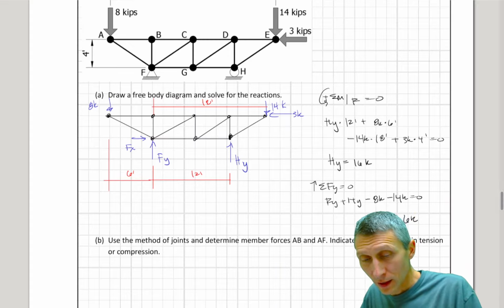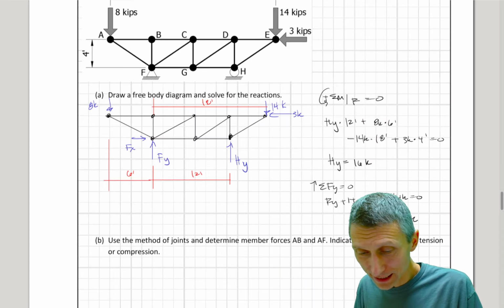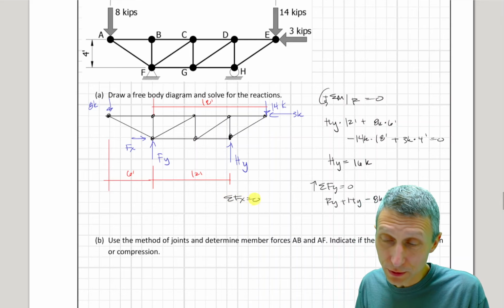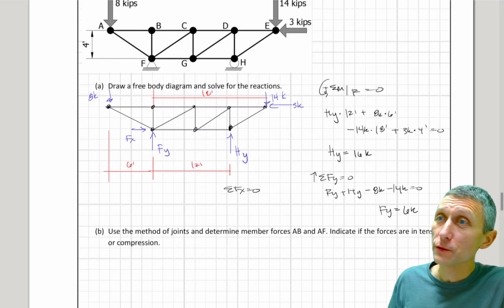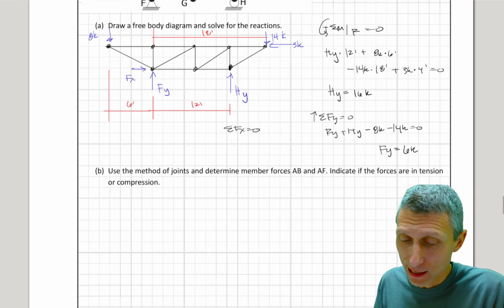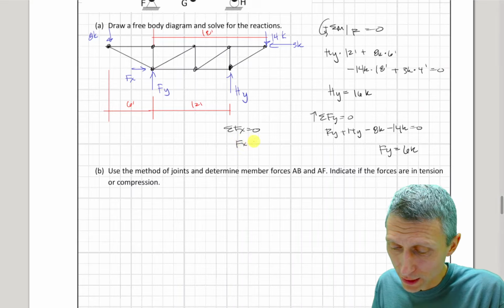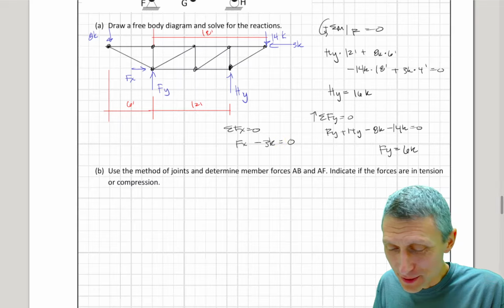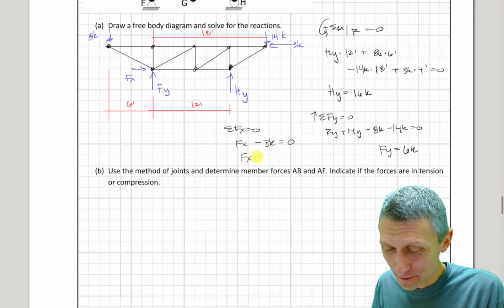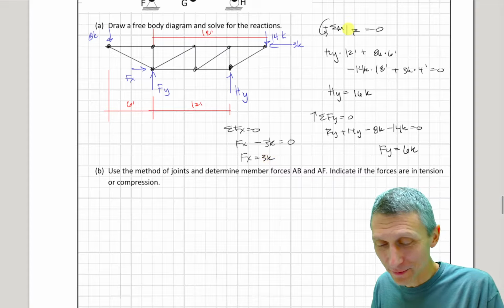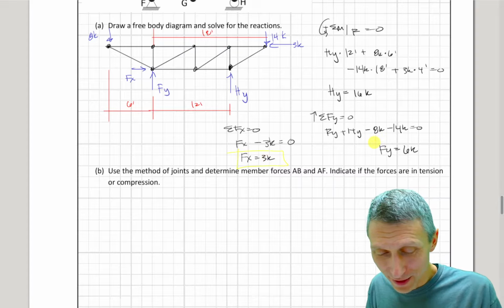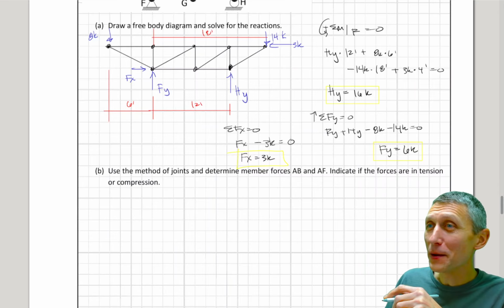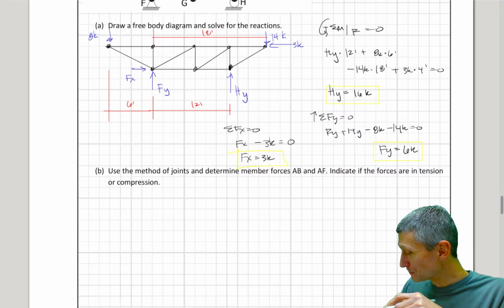Okay. And lastly, let's see if I can do this one right. What are we going to do? We're going to say sum of the force in the x direction equals 0. So if we're doing that here, we're going to say Fx is to the right minus 3 kips. There's that 3. To the left, so Fx equals 3 kips. Okay, we got some answers here. I believe they're right. If not, just let me know. But I think we're doing all right here.